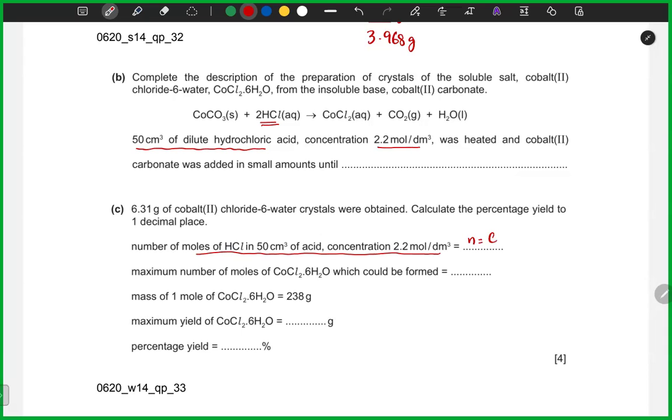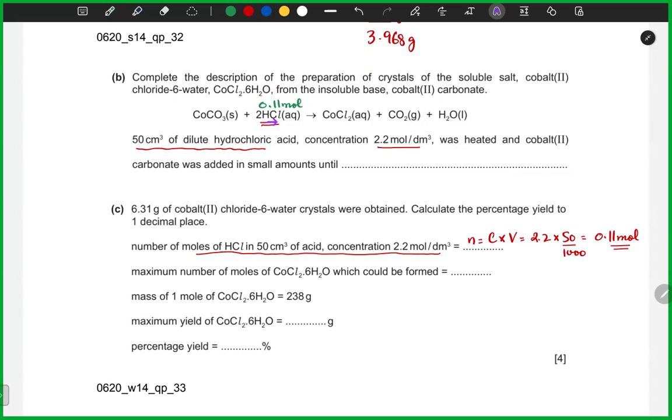It's just concentration times volume. So it's going to be 2.2 times the volume, which is 50 cm cubed. So I'm going to divide that by 1000. So let's see what we get. 2.2 times 50, and then I'm going to divide the whole thing by 1000. I'm getting 0.11 moles. Okay, that's what I am getting. So that means the amount of HCl, going back to the equation, is 0.11 moles.